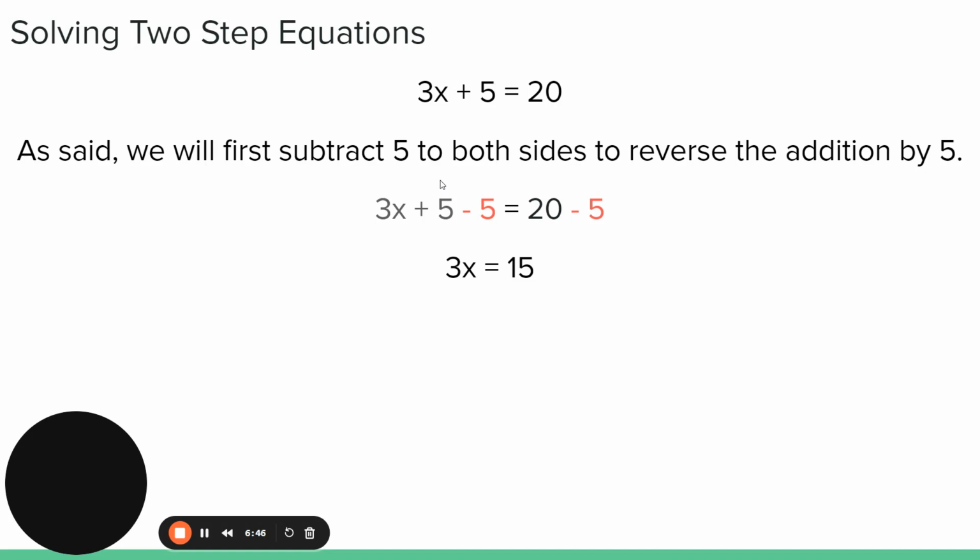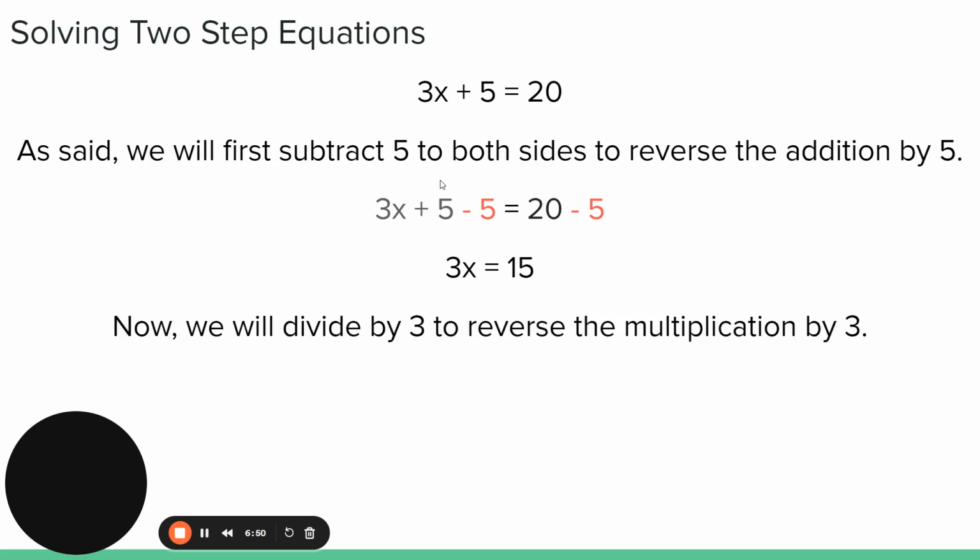Now, this is a one-step equation. So, just like always, we'll divide by 3 to reverse the multiplication by 3. 3x divided by 3 equals 15 divided by 3. The times 3 and dividing by 3 cancel each other out, so we're just left with x on the left side, and we get x equals 5.